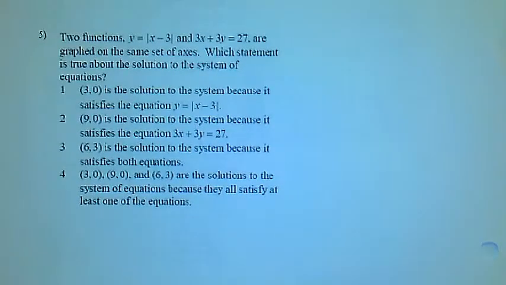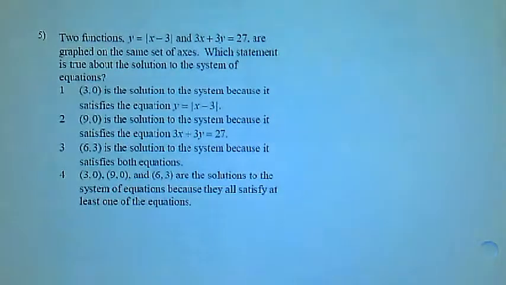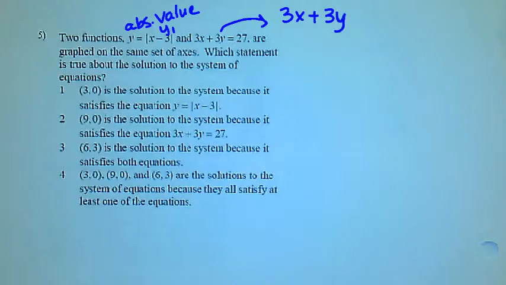All right, so we have two functions. We have the absolute value of x minus 3, and then we have 3x plus 3y is equal to 27. We have a couple of these questions. So again, this is an absolute value. We'll call this y1 and this y2, but we have to solve it. Let's do that quick. We want to find the true statement, but we can't really find it until we can look at this linear equation a little bit nicer.